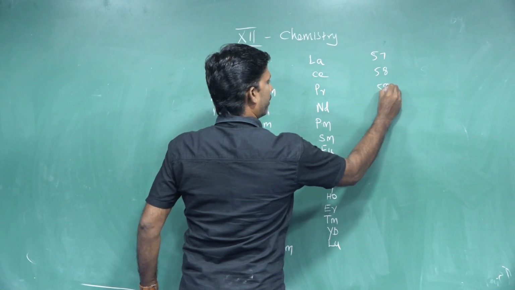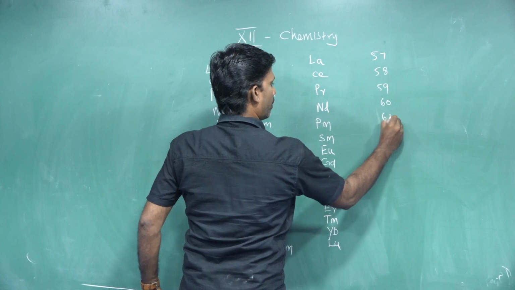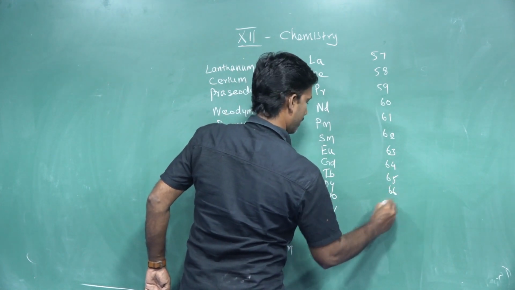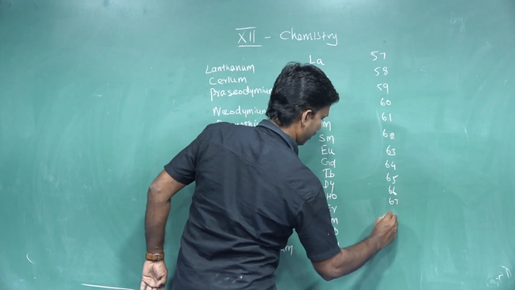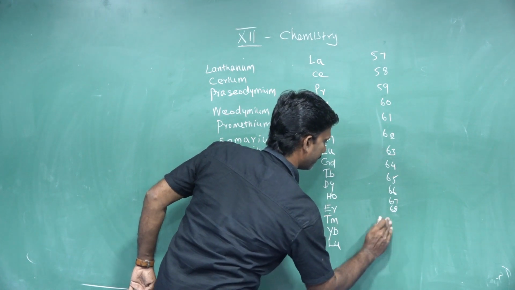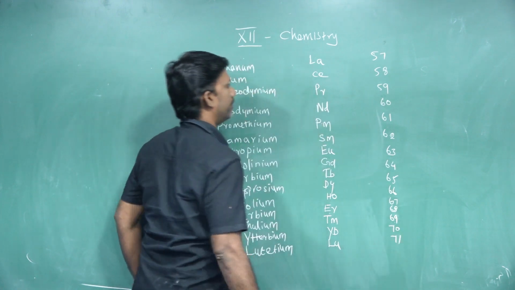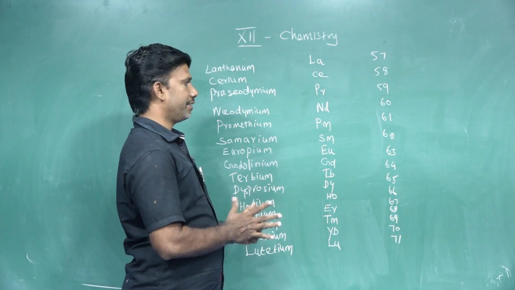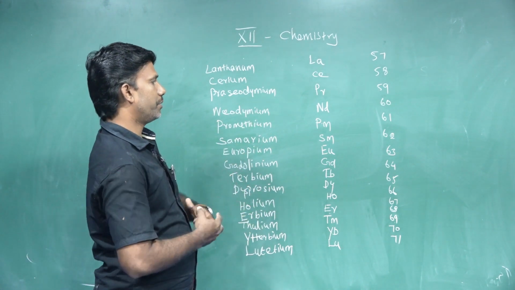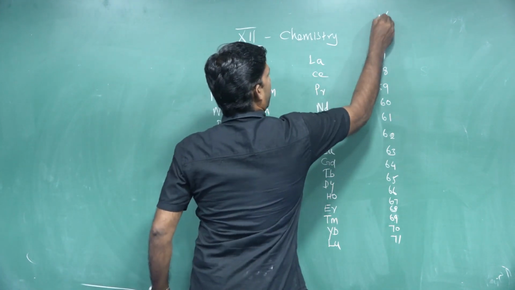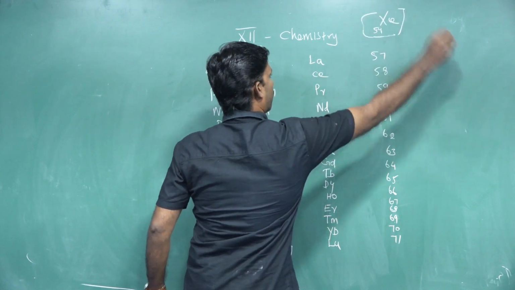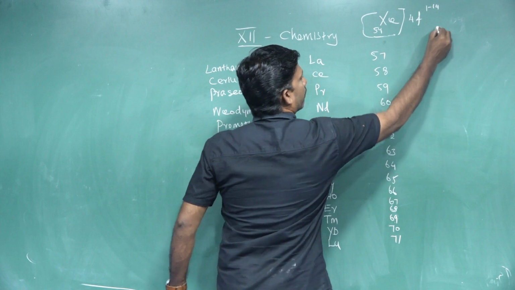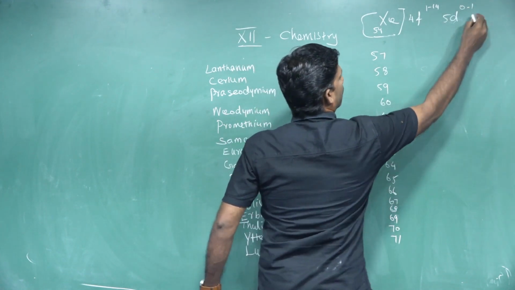Atomic number, you know very well: lanthanum 57, starting from 57, 58, 59, 60, 61, 62, 63, 64, 65, 66, 67, 68, 69, 70, 71. So these are the atomic numbers. Then electron configuration, this is very, very important. If you memorize, it is very difficult. If you know how to fill the electrons, then it will be very easy to recall and reproduce. You know very well that is xenon 54. So all the electron configurations will be written as xenon 54, 4f 1 to 14, 5d 0 to 1, 6s2.